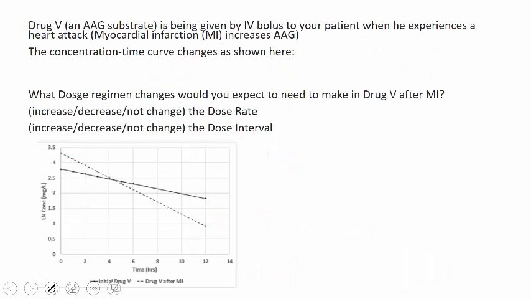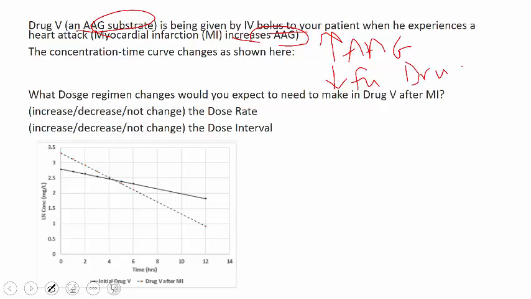Next, drug V is also an AAG substrate that's being given by IV bolus to your patient when he experiences a heart attack, which again increases AAG. Since it's an AAG substrate, the fraction unbound is going to decrease for drug V when they have a heart attack, right? So what's that going to affect? Do we want to make a change in dose rate?